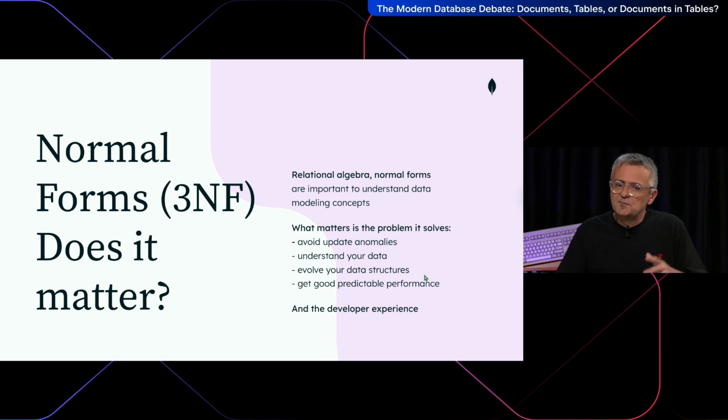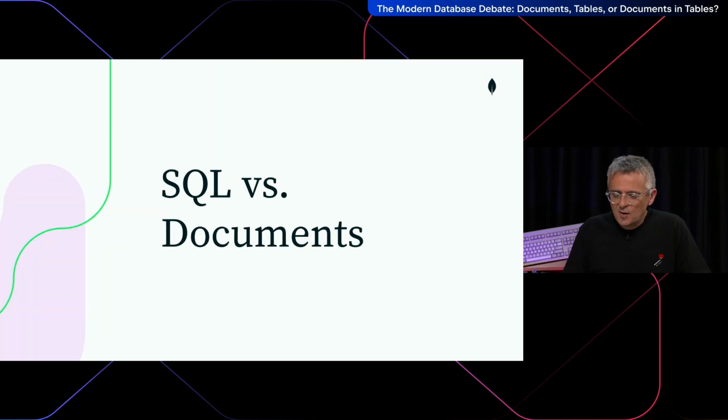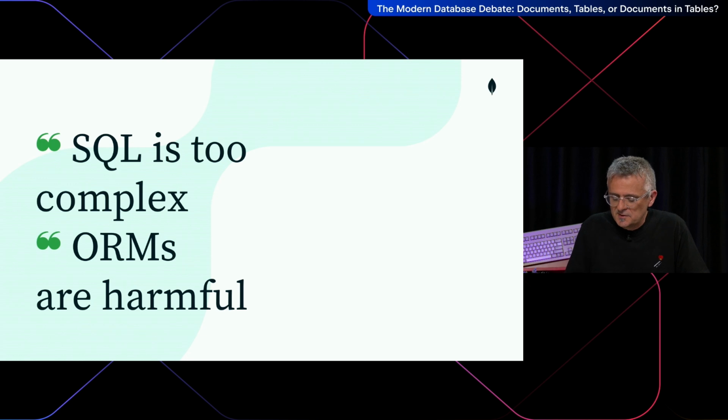Understand your data, evolve the data structure because the application evolves. And you can achieve this also with a different normalization than normal forms. Okay, so that was about the different things we have learned in the past about NoSQL and SQL, but today let's talk more about SQL and documents.